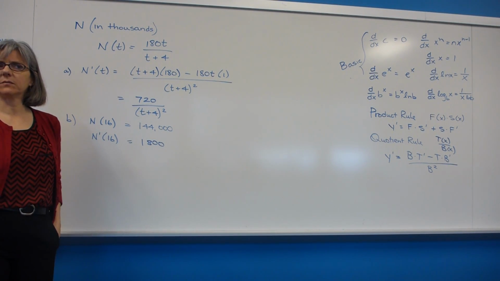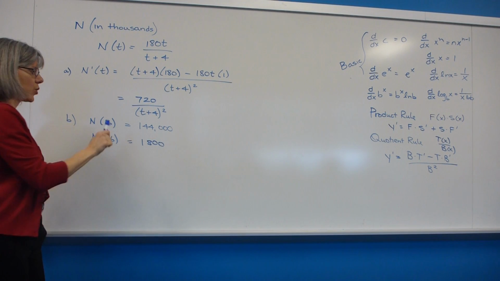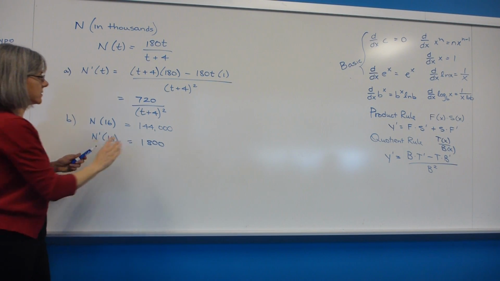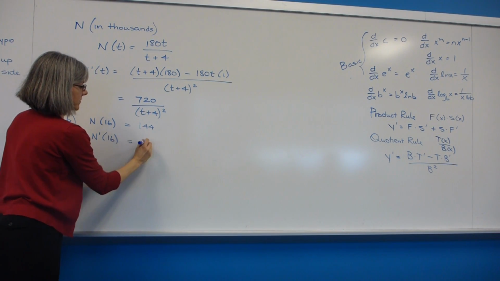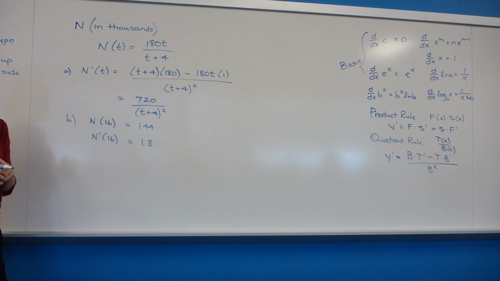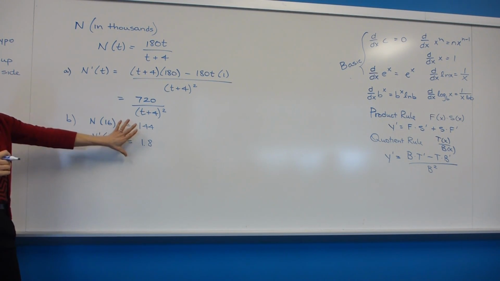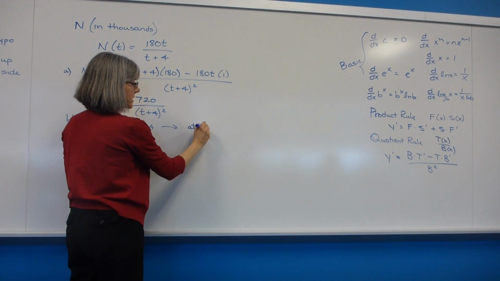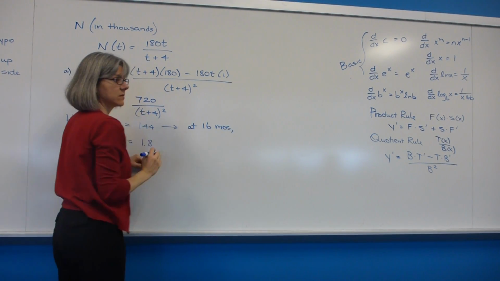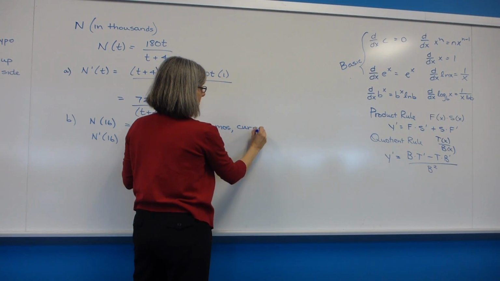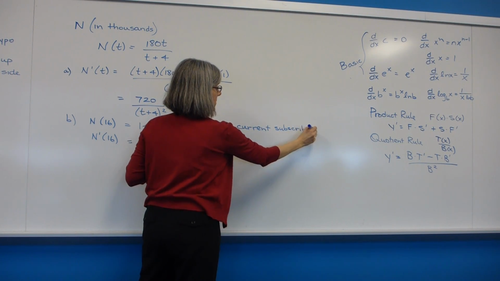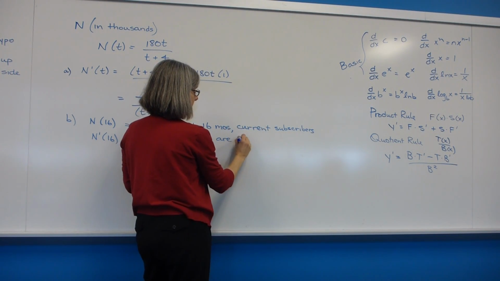So what do these numbers mean? They don't even have units on them, right? A word problem has word answers. So what is n? Is it dollars? No. These are numbers in thousands. So this tells you that at 16 months, the current number of subscribers is 144,000.